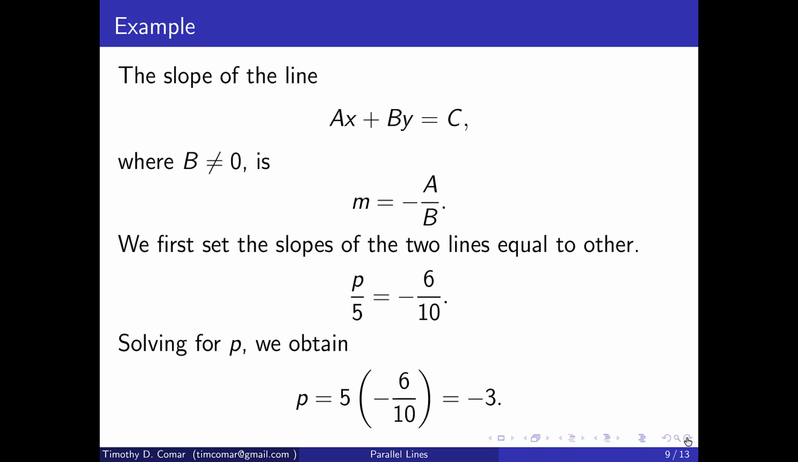If we have a line given in standard form, like ax plus by equals c, where the coefficient b is non-zero, the slope is -a over b. If we use that formula for the slopes of the two lines, we get that the slope of the first line is p over 5, and the slope of the second line is -6 over 10. Solving for p by multiplying both sides of that equation by 5, we get that p is 5 times -6 over 10, which is -3.